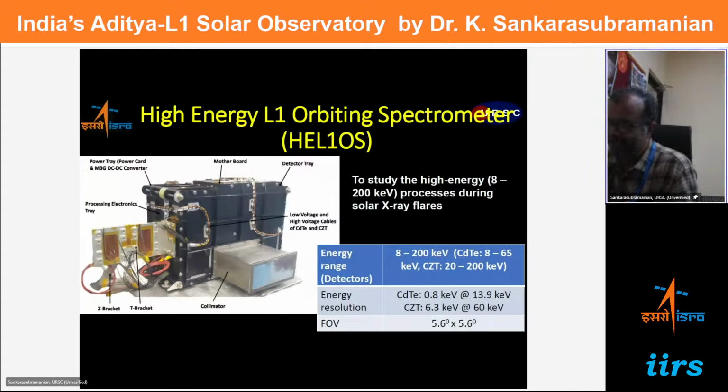We used to have a mission called RESI, which was defunct somewhere around 2016 or so, and until now we don't have a continuous measuring instrument to cover the large energy range. SoLEX and HEL1OS will cover that particular aspect of it.